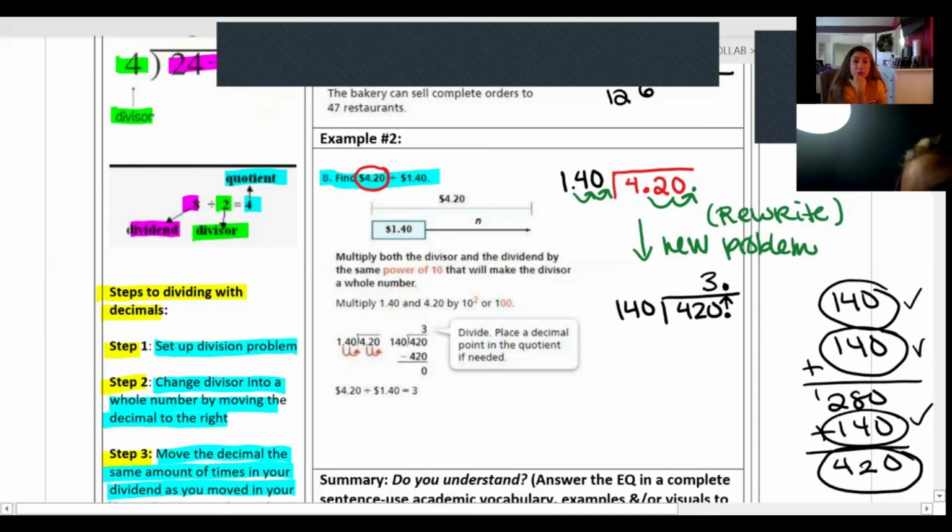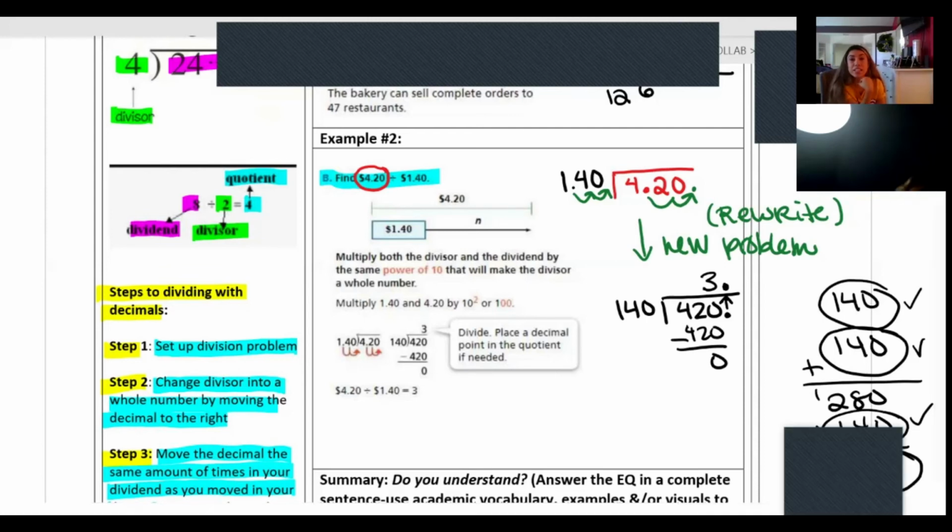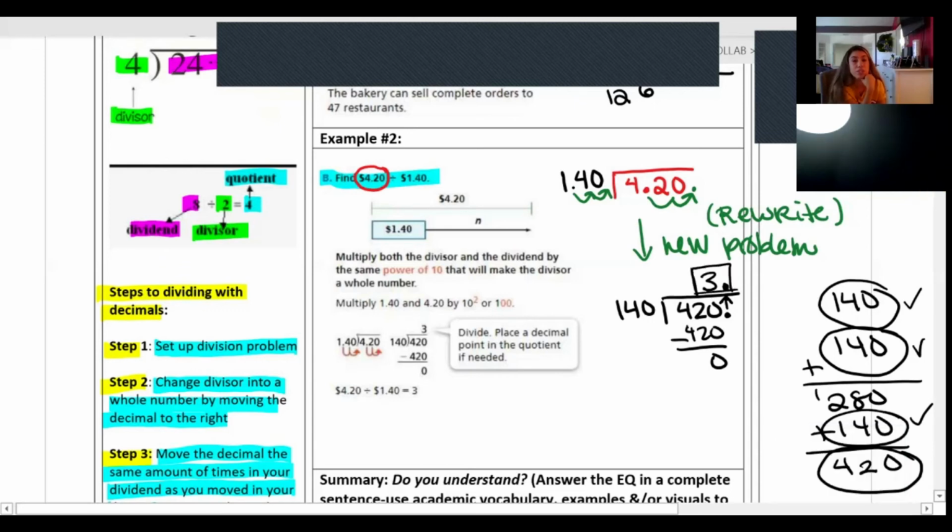All of this checks out. We can add that whole number 3 all the way to the right. When we find the difference, we get a 0. So it's a nice, clean, even number that 140 multiplied by 3 gets us 420. So our quotient is 3.